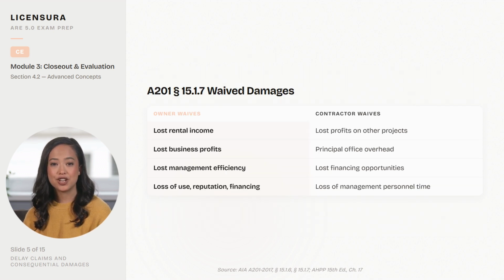This A201 Section 15.1.7 Waiver of Damages table explains the mutual waiver of consequential damages in the standard AIA contract. Both owner and contractor waive the right to claim consequential damages from each other. The owner waives claims for lost revenue, loss of use, and similar indirect damages. The contractor waives claims for lost profits, lost business opportunity, and similar indirect damages. This waiver is one of the most significant risk allocation provisions in the contract and is frequently tested.